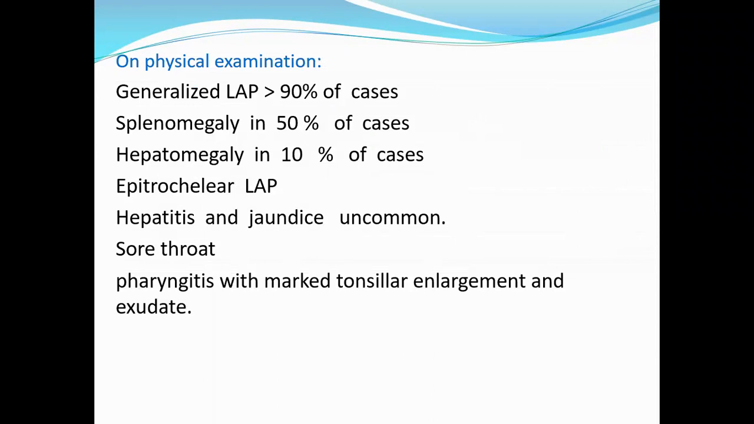On physical examination, when I examine a child with infectious mononucleosis, what signs do I find? There will be generalized lymphadenopathy in more than 90% of cases. There is splenomegaly in 50% of cases, hepatomegaly in about 10% of cases, and epitrochlear lymphadenopathy. Also, there is hepatitis and jaundice, but this is uncommon. The most common is generalized lymphadenopathy. There are also sore throat, pharyngitis with marked tonsillar enlargement and exudate.